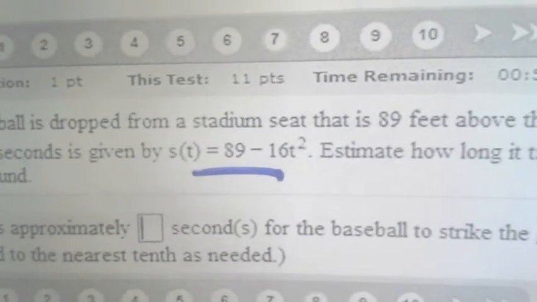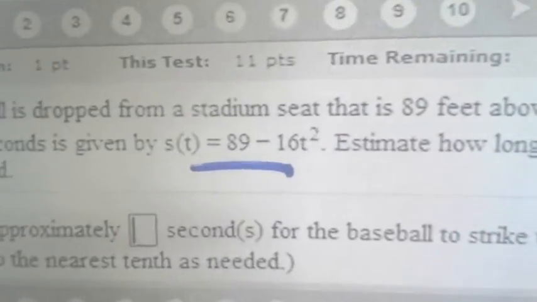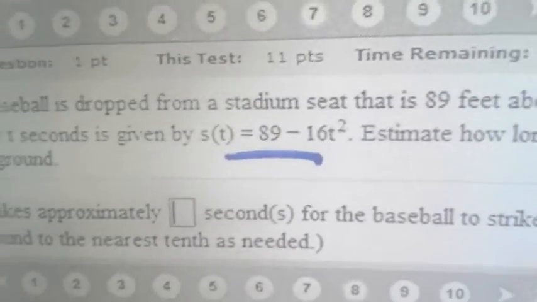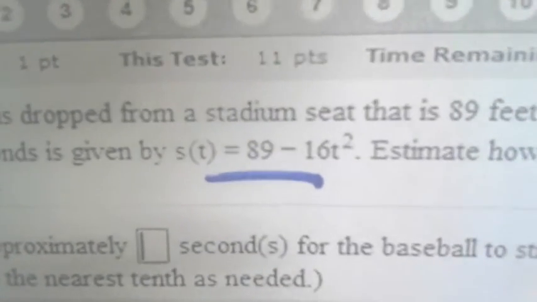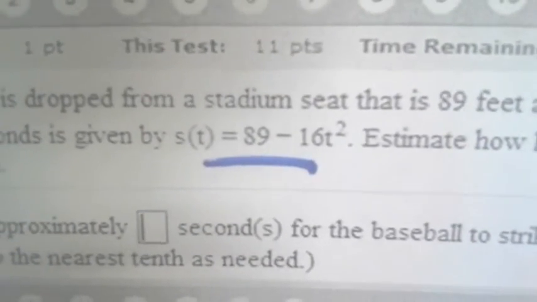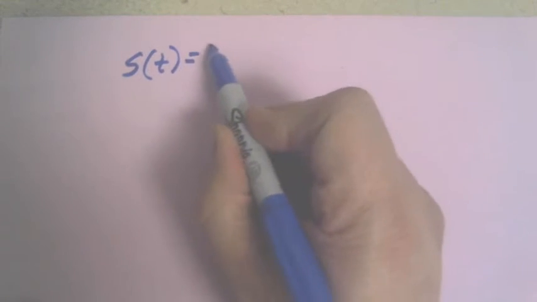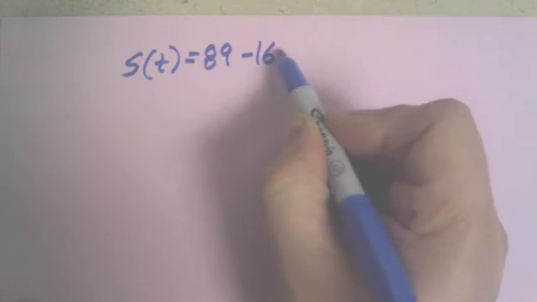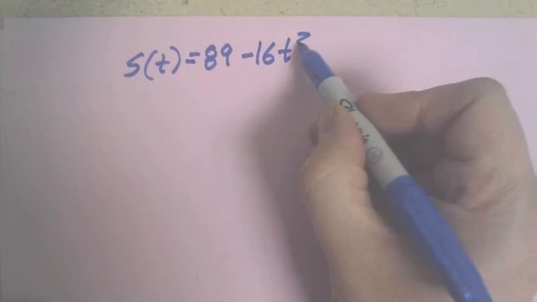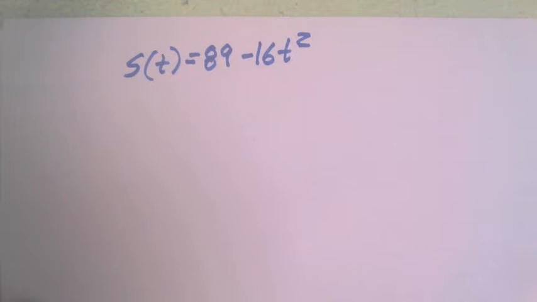Now again, you might recognize that formula, that negative 16t squared is again gravity. This is that same formula. It doesn't have a v naught t because this object was dropped, not thrown. So its initial velocity was 0. So there's a little 0t in there that we just don't see. So given our s of t equaling 89 minus 16t squared, again, that's an object falling in gravity, estimate how long it takes for the baseball to strike the ground.